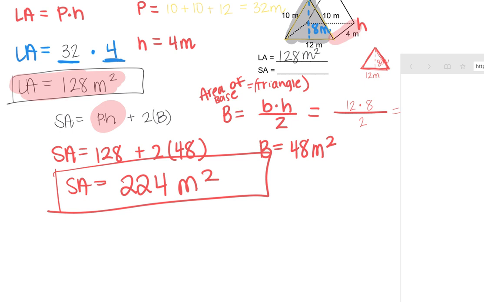So you have your total surface area. I'm going to write it right here at the top as well. I figured out both of the things that I needed.